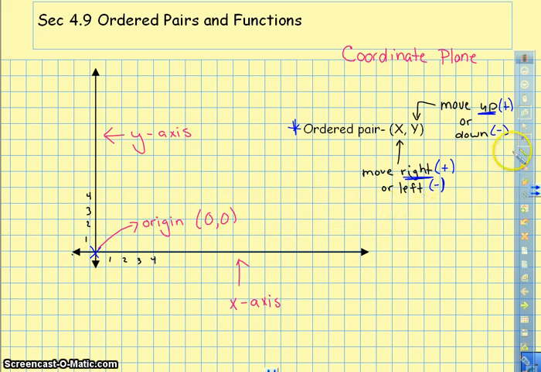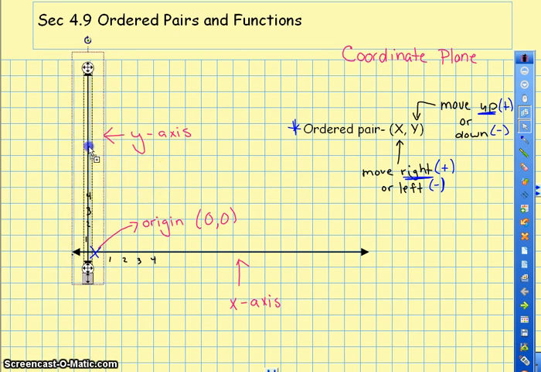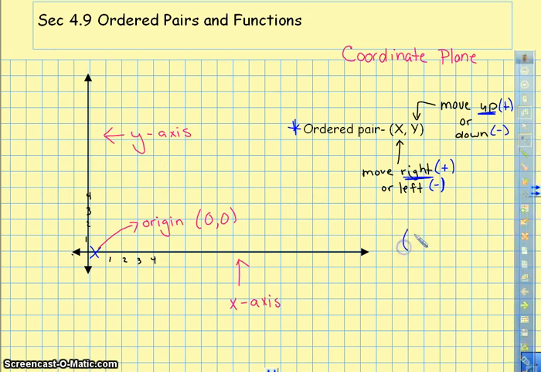I'm going to bring this over here, just to give you an idea of what it looks like. So if my ordered pair is 4, 5, we'll call this point A. You would start at the origin, which is right here where they meet, and you're going to go over 1, 2, 3, and 4 because that is your x value. So after you go over 4, then you would go up 1, 2, 3, 4, and 5 and plot your point.